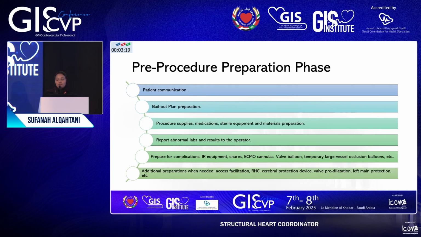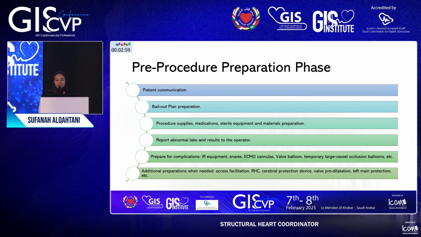After that, you have to prepare for complications, always, for any type of procedure, especially if it's a structural heart procedure. Keep your complication equipment with you in the room, whether it's IR equipment, snares, ECMO cannulas, valve balloons, or temporary large vessel occlusion balloons such as the CODA balloon.